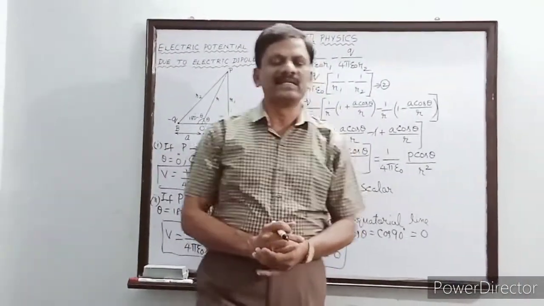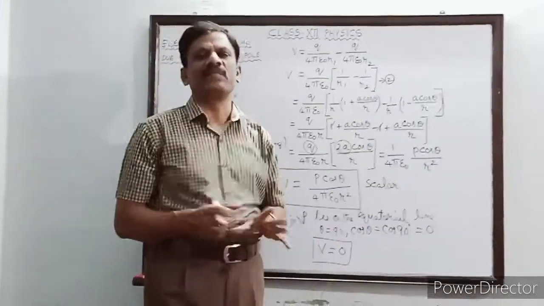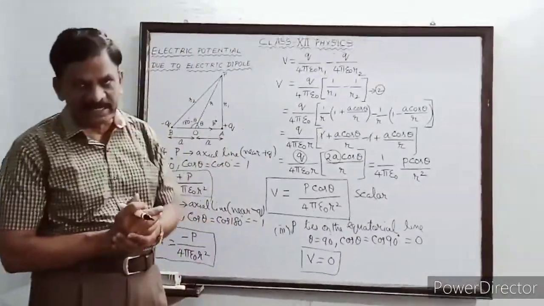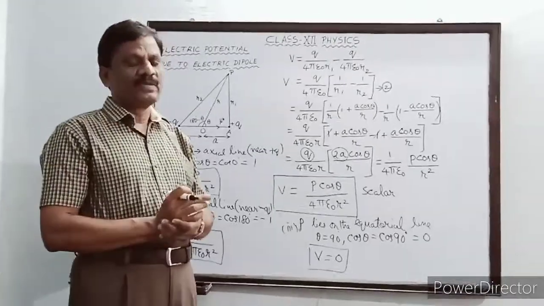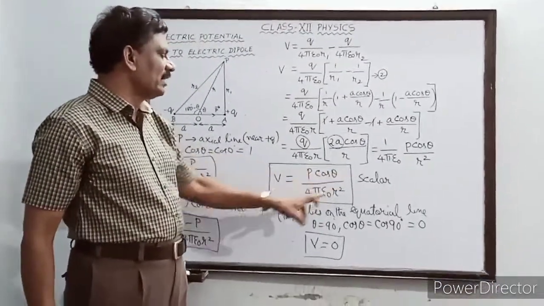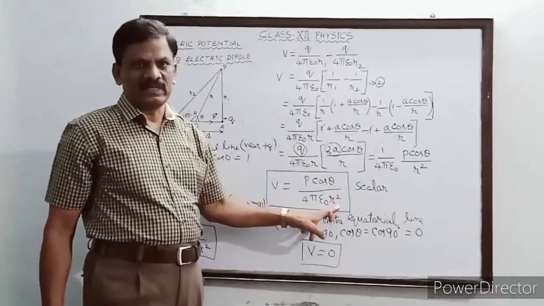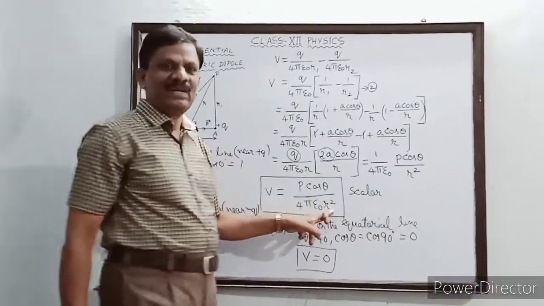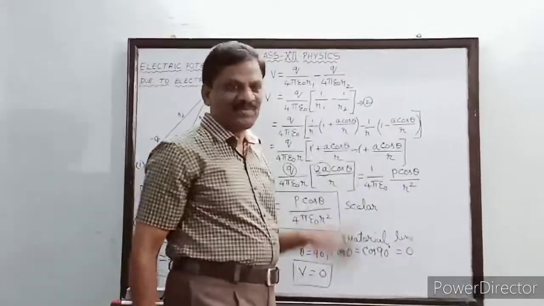Okay students, have you understood how to derive an expression for the electric potential at any point due to an electric dipole? I hope you must have understood. So the general expression is what? V equal to P cos theta by 4 pi epsilon naught r square. Understood? Okay, fine. We will again continue with the next topic.